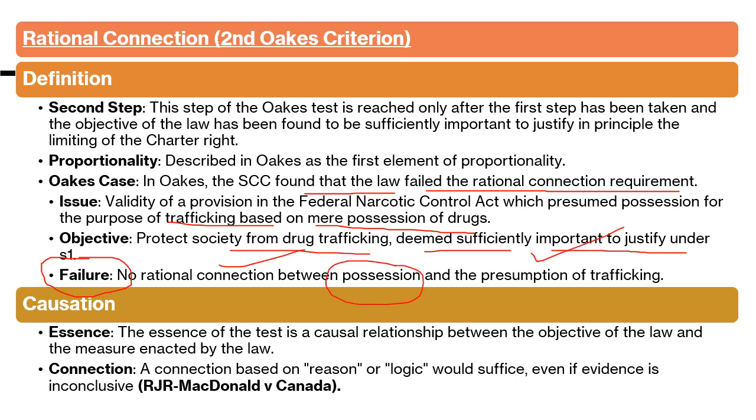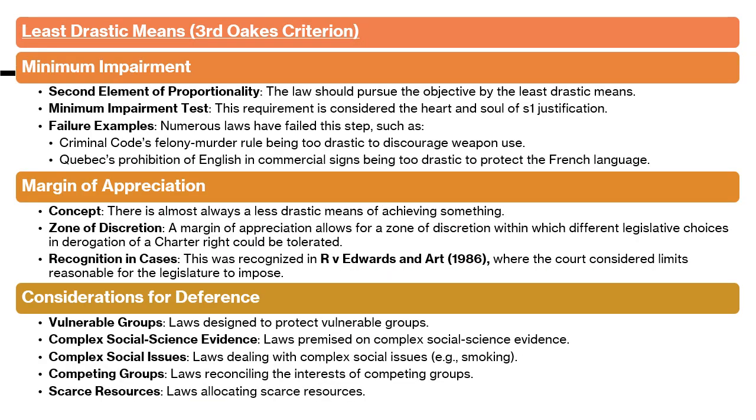Then causation: the essence of the test is a causal relationship between the objective and the consequences, the causes, that the measures enacted by the law produce. A connection based on reason and logic would be sufficient even if the evidence is inconclusive, as held in RJR-MacDonald versus Canada. So there has to be a particular logical reason behind the objective with which this particular law has been made.